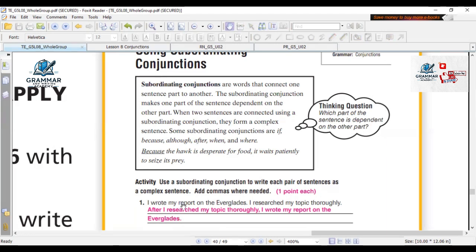I wrote my report on the Everglades. I researched my topic thoroughly. I wrote my report on the Everglades and I researched my topic.